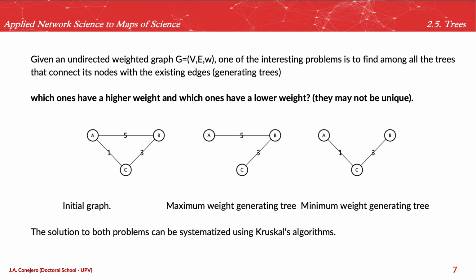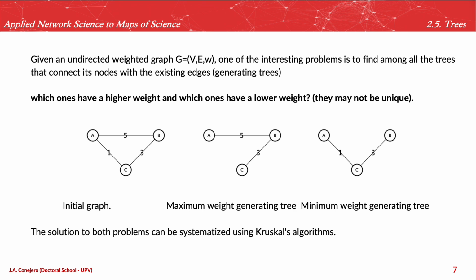Consider on the left that we have the initial graph, right? With the nodes A, B, C connected with edges of weight 1, 5, 3. So we can have two particular trees. The one with highest weight is AB, BC, because if you add the weights of these edges, the total sum is 8. You can also have the tree AC, CB. If you add the weights, the result is 4. The first one is the highest weight generating tree, and the other one is the minimum weight generating tree.